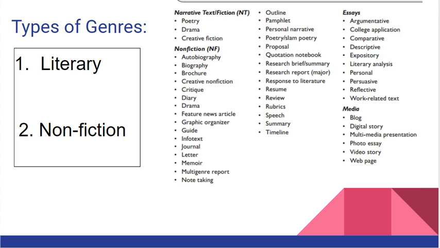Let's start with types of genres. There are two major types of genres, literary and nonfiction. Please pause the video now to write down the two major types of genres: literary and number 2, nonfiction. Look at the examples to the right of the genres. Choose one or two of those examples that will help you to remember what a literary genre is and what a nonfiction genre is. Please pause the video now. When you have finished writing down your notes, please start the video again.